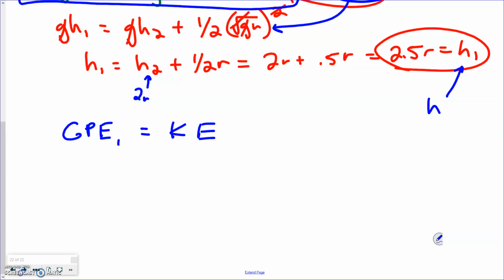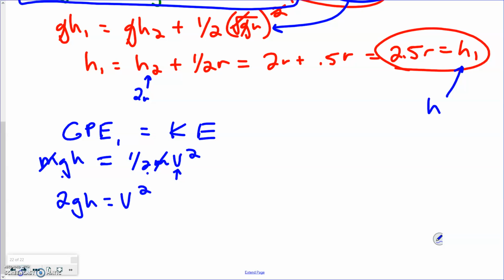So mgh equals 1/2 mv squared. All we're looking for is the speed at the bottom of the hill, right? So mass cancels. Divide by 1/2, which is the same as multiplying by 2. 2gh equals v squared. Right? Is your v. Well, what do we plug in for height? Plug that in for height, right?